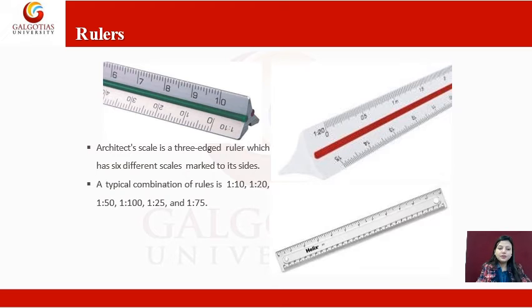These are the rulers. The architect scale is a 3-edge ruler. This is the 3-edge ruler. It is also called a triangular scale, and has 6 different scales marked on its sides, like 1:10, 1:20, 1:50, 1:100, 1:25, 1:75. As you see, this is 1:10, 1:20, another side 1:100, another side 1:25, another side 1:75. So it is a typical combination of all the rules: 1:10, 1:20, 1:50, 1:100, and all.